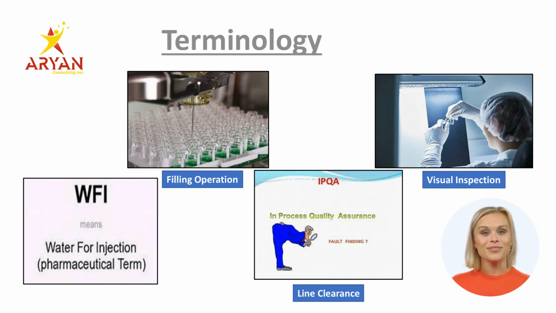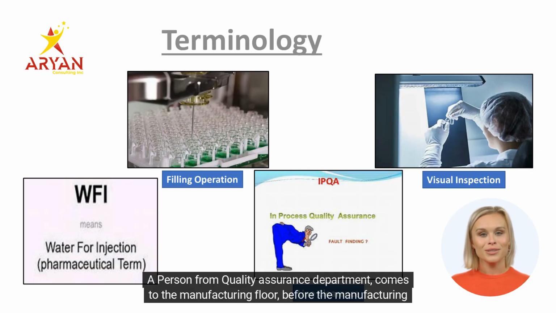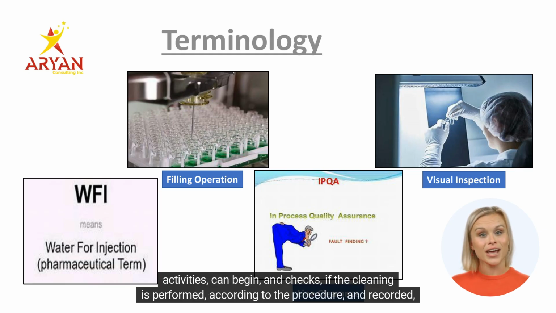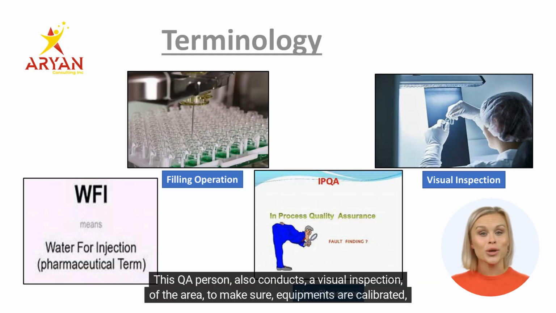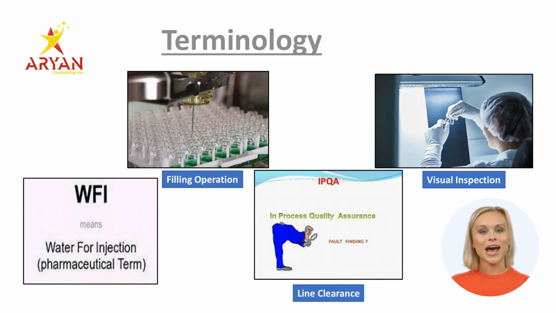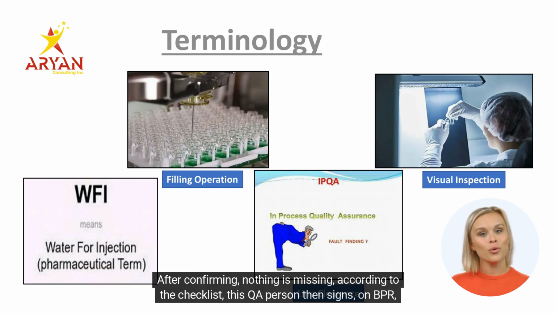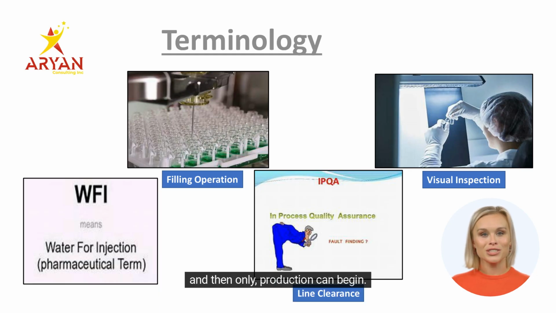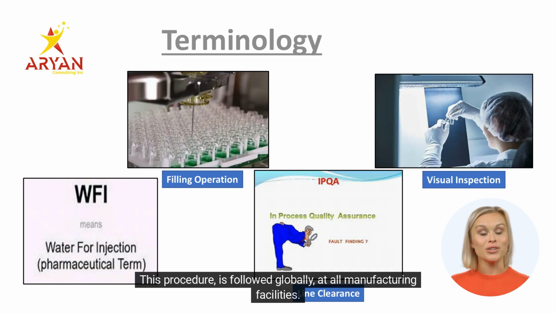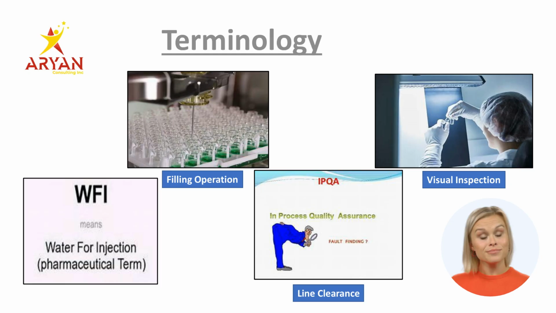Line clearance. This is a process that is used globally. A person from the Quality Assurance Department comes to the manufacturing floor before the manufacturing activities can begin and checks if the cleaning is performed according to the procedure and recorded in the logbook. This QA person also conducts a visual inspection of the area to make sure equipment is calibrated and ready to be used. After confirming nothing is missing according to the checklist, this QA person then signs on the BPR, and only then can production begin. This procedure is followed globally at all manufacturing facilities.